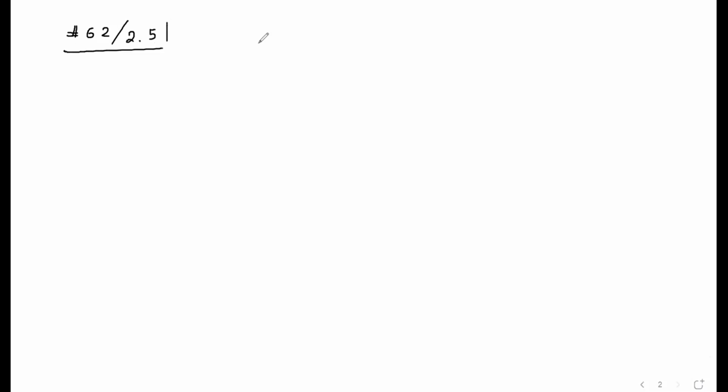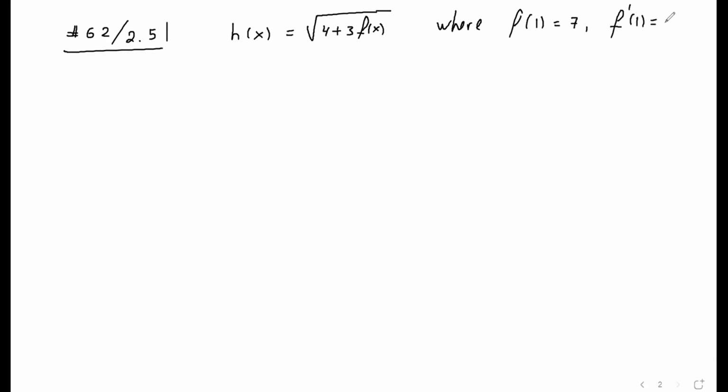2.5. All right, and number 62, if h of x is equal to the square root of 4 plus 3f of x. All right, so this is a bit trickier, right? Where, and it says here, where f of 1, they tell us here f of 1 is 7, and f prime of 1 is 4. Okay, so the question says find h prime of 1.